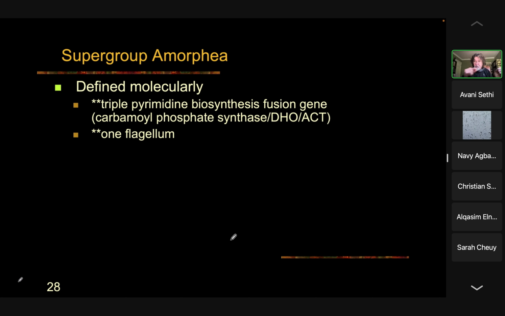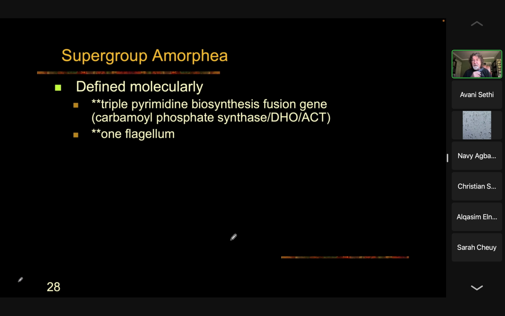We get one transcript that is then translated into the protein and somehow gets cut up into these three different enzymes. Okay, so this is what we mean by fusion gene. And this is the only one that we have here in Amorphia. Another apomorphy is that they all possess one flagellum. Okay, earlier I said probably the plesiomorphic state for the number of flagella in the eukaryote.